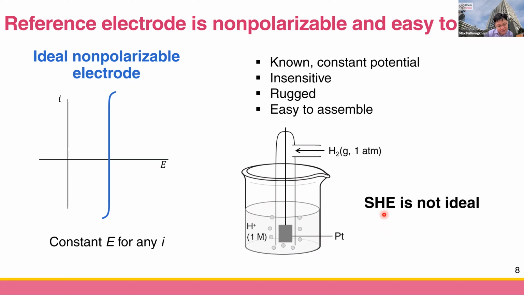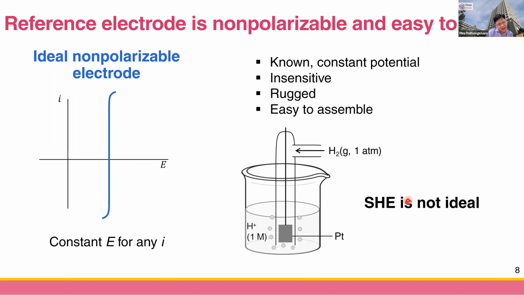But it turns out that SHE is not ideal, because in order to construct the standard hydrogen electrode, you need a platinum sheet or platinum wire, which is expensive. Then you need hydrogen gas at constant atmospheric pressure, like 1 atm. And you should know that hydrogen gas is kind of dangerous. It is explosive. So having hydrogen gas in your reference electrode is not going to be easy to assemble. You need the gas tank, and you need a lot of lines to build this. So the standard hydrogen electrode is not the ideal reference electrode, but we use it just for the sake of the definition of general electrode potential.